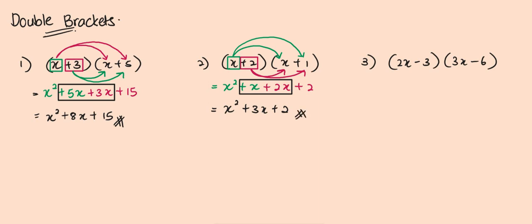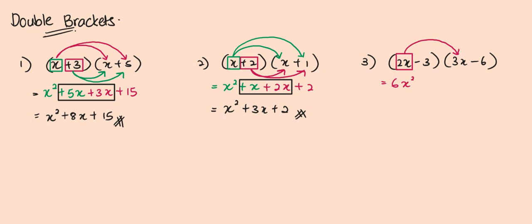Now let's go to my third equation. For the third equation, I'm going to take the first term and break the bracket. This is positive 2x, and positive 2x, I'm going to times with positive 3x. So here I will get 6x squared, because 2 times 3 is 6, and x times x is x squared.